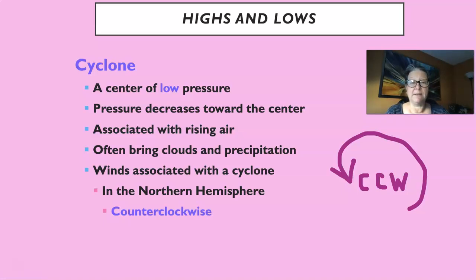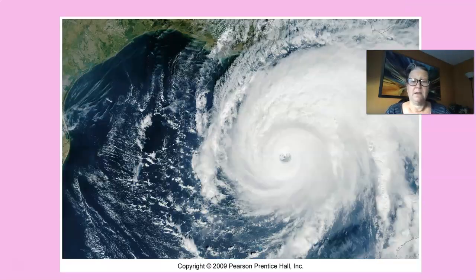Hurricanes are one of the biggest, most intense types of low pressure systems. So if you see a picture of a hurricane and you can figure out which way it's turning, you can figure out which hemisphere it's in. Here's a low pressure system, a hurricane. First of all, you have to figure out which way is it turning. Sometimes that's hard to figure out. Is it turning clockwise or counterclockwise?